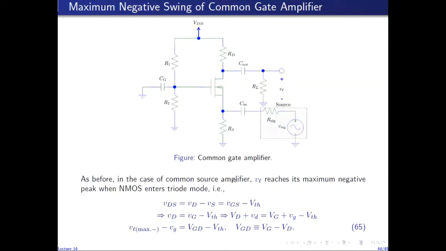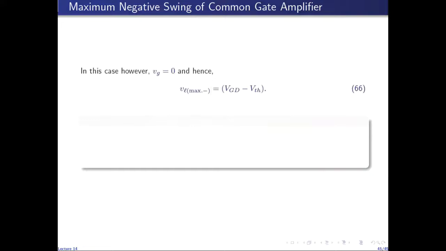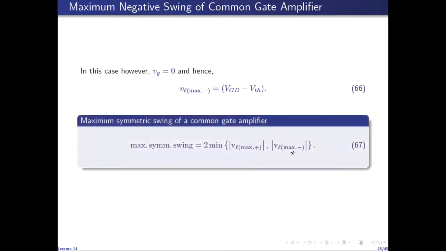So vg in this case is 0 because the gate is at AC ground and the AC voltage at the ground is 0, which gives the maximum negative swing of the common gate amplifier to be equal to VGD minus V threshold. So VGD is the DC voltage at gate minus the DC voltage at drain. So having found VL maximum positive and VL maximum negative, we find the magnitude of the two, and whichever of the two magnitudes is smaller, we multiply that by 2 to get the overall maximum symmetric swing for the common gate amplifier.